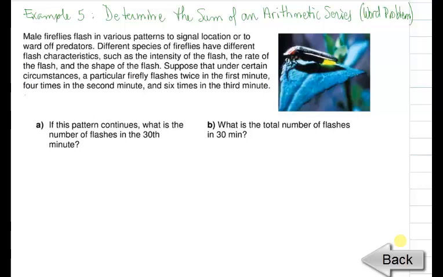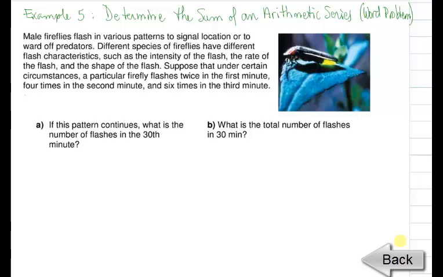Example 5. Determine the sum of an arithmetic series, a word problem. Male fireflies flash in various patterns to signal location or to ward off predators. Different species of fireflies have different flash characteristics, such as the intensity of the flash, the rate of the flash, and the shape of the flash. Suppose that under certain circumstances, a particular firefly flashes twice in the first minute, 4 times in the second minute, and 6 times in the third minute.